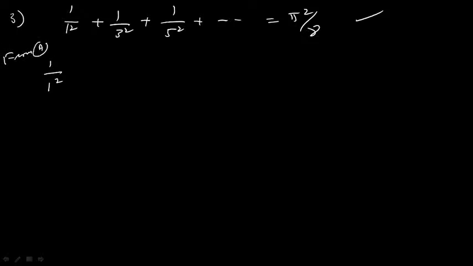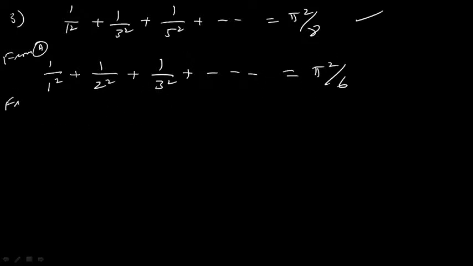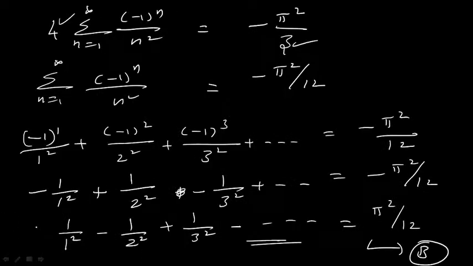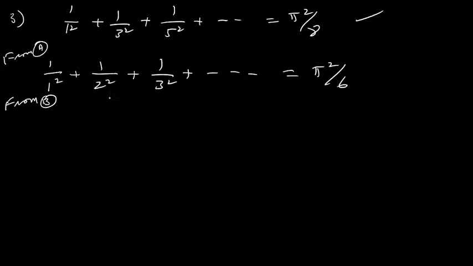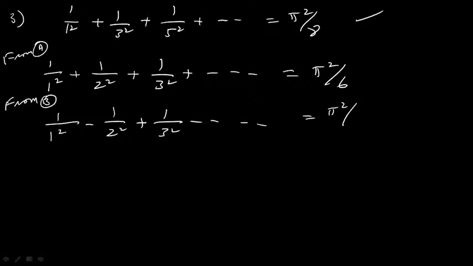Okay, from A, the first series we have deduced by putting x equal to pi is 1 by 1 square plus 1 by 2 square plus 1 by 3 square plus etc. That is equal to pi square by 6. From equation B, we have just now deduced this series, isn't it? 1 by 1 square minus 1 by 2 square plus 1 by 3 square minus etc. That is equal to pi square divided by 12.